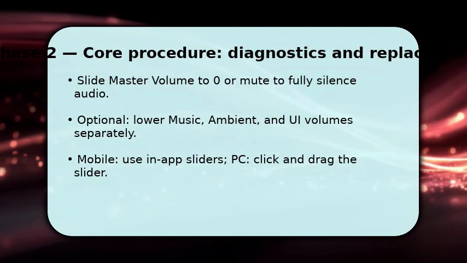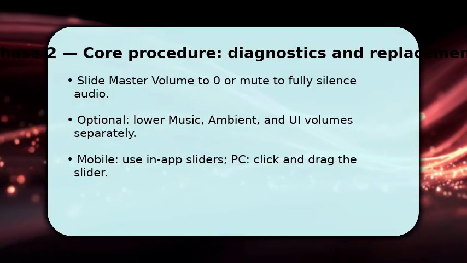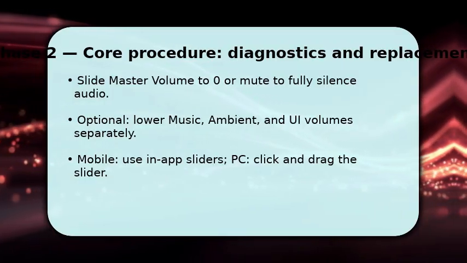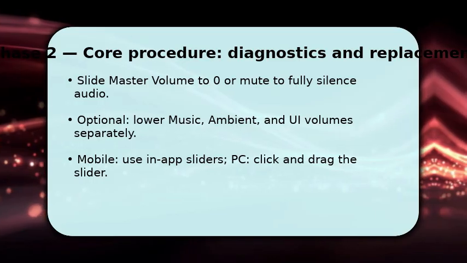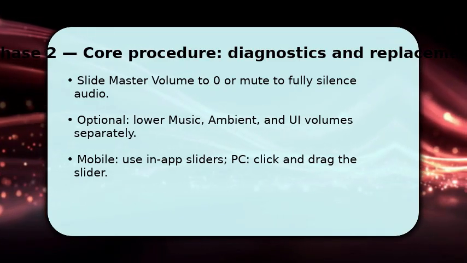Now you change the levels. This is where precision matters. Move the master volume slider to 0 to cut all audio immediately, or mute the toggle if present. Once done, adjust music, ambient, and UI individually if you want selective silence.